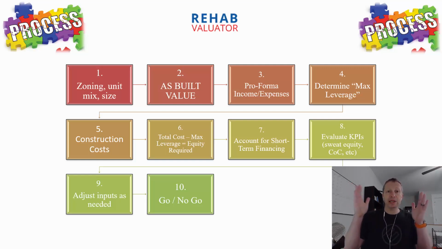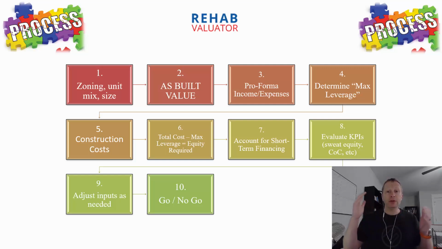So now you have your max leverage. This is the most amount of money I can borrow against this property. So now you need to figure out what your land acquisition price will be and construction costs. And then you take your total cost. From that, you subtract your max leverage, max amount of debt, to determine the equity required in a deal. How much cash do I or my investors or my partners need to come up with in order to do this deal? And then you need to account for short-term financing because that's going to carry with it expenses. And I'll show you that again in a second.